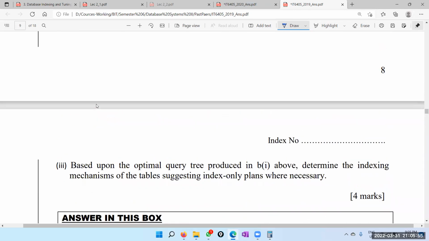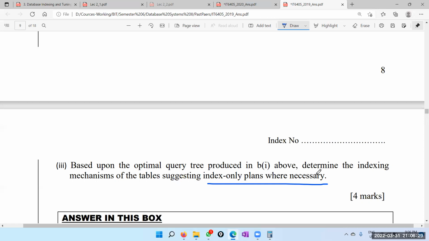Right. Still not the end of the question. Based upon the optimal query tree produced in B1, determine the indexing mechanisms of the table, suggesting index-only plans where necessary. So index-only plans means if you just need few fields, maybe the usual index file has the index field and the block pointer, right? So then you have to go to the master table, master file to get the other fields.